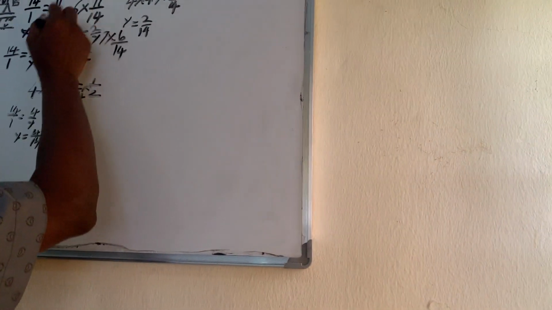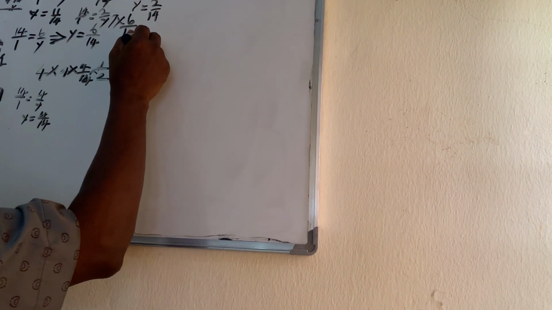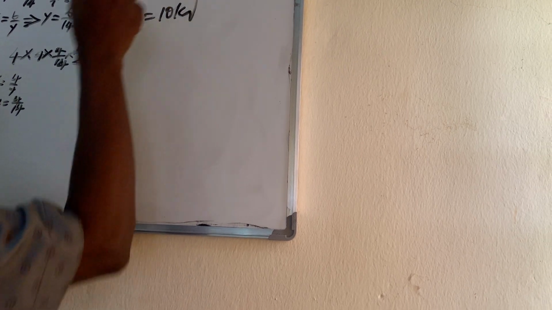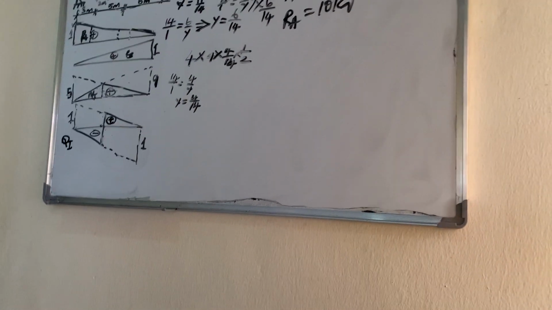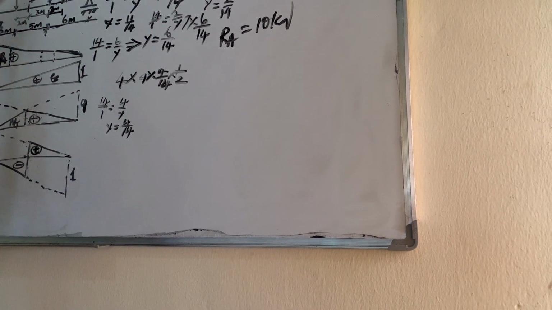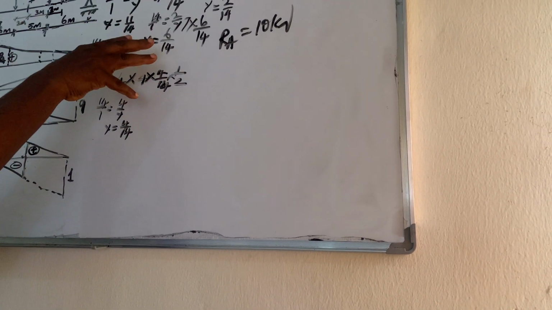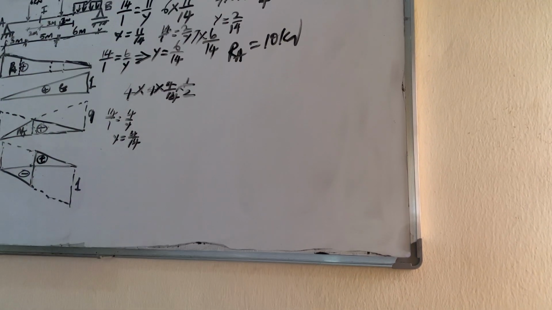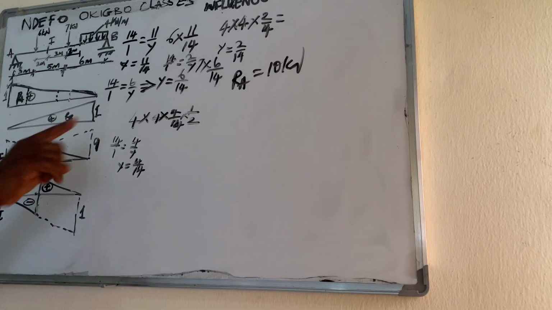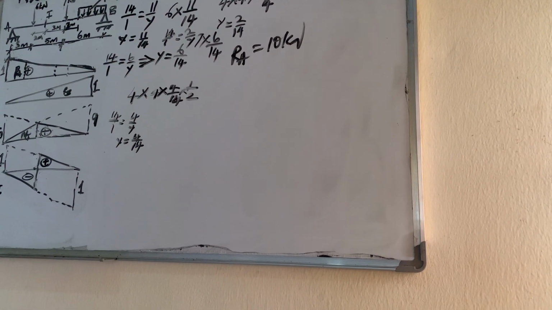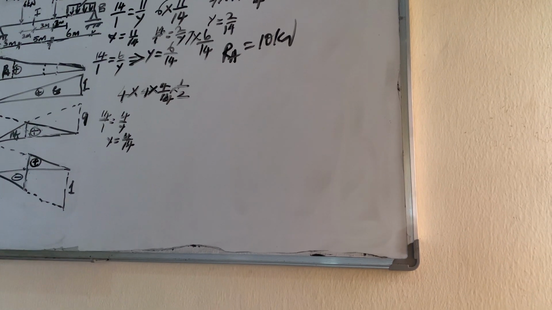So if you add all of them, you will get RA is equal to 10 kilonewtons. If you add all the influence of 6, the influence of 7, plus the influence of the 4 kilonewton per meter UDL, you get all of them, RA is equal to 10 kilonewtons. So I can come to RB.